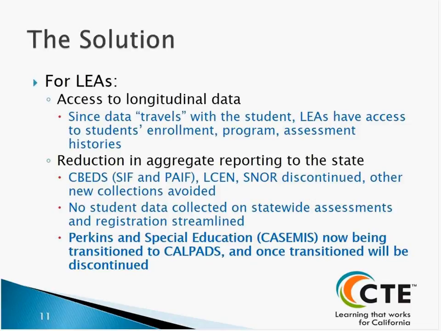You have longitudinal data for students that come to you. You can see a student's enrollment history, for example, what programs they've been involved in or participated in. And we have reduced aggregate reporting. We have discontinued the SIF and PACE portions of CBEDS. We've discontinued the LSEN and the SNOR. And we've actually avoided a number of new collections. You no longer have to submit a lot of data on your statewide assessments as part of the pre-ID.